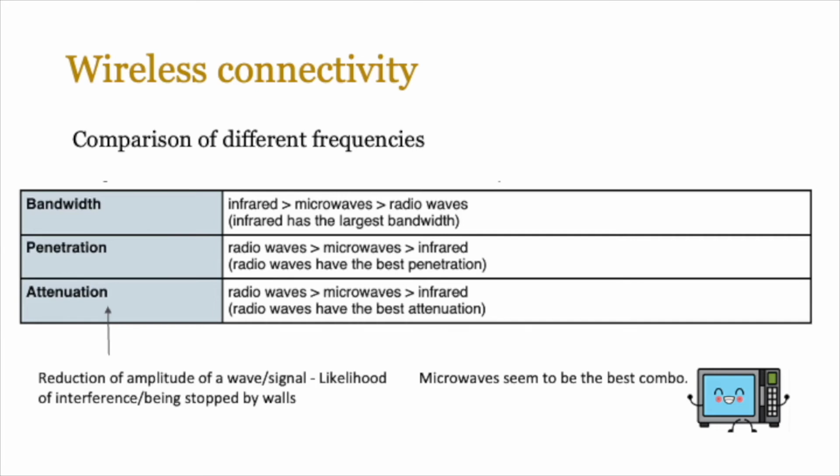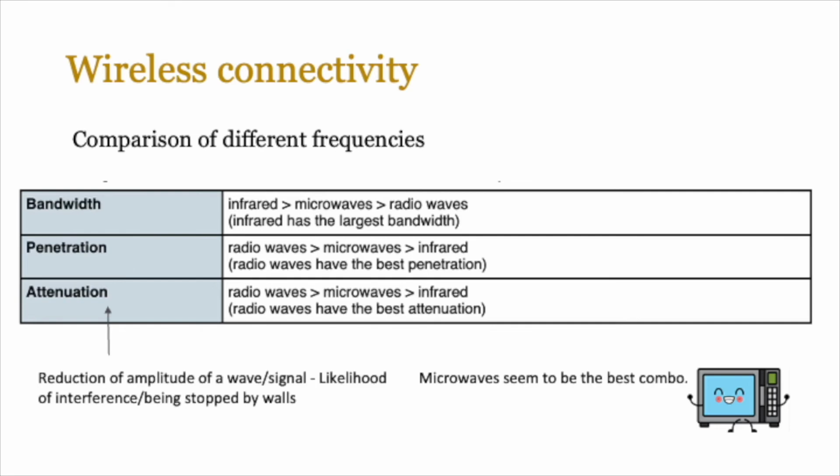So if you're looking at bandwidth, infrared is greater than microwaves, which is greater than radio waves. So infrared has the largest bandwidth. Penetration, radio waves are greater than microwaves, which are greater than infrared. So radio waves have the best penetration, so they can pierce walls.